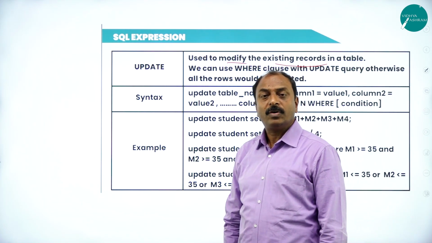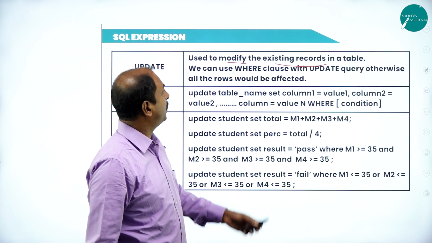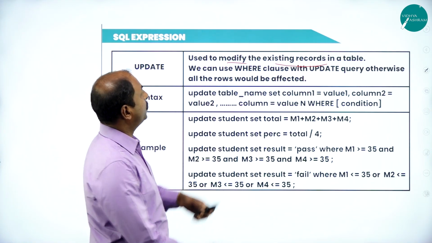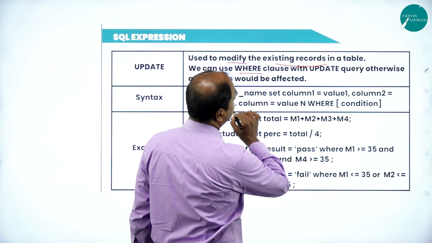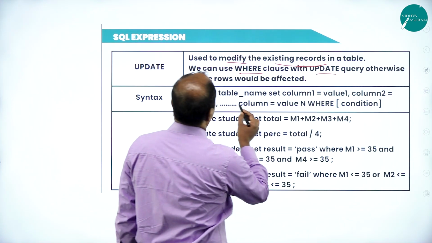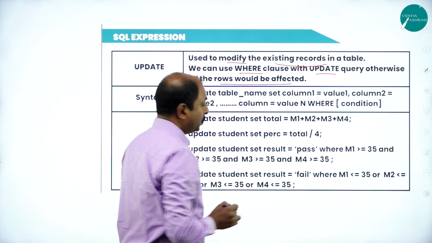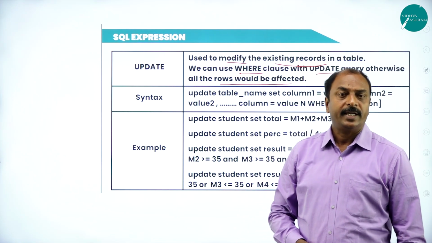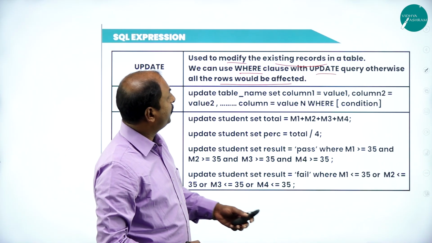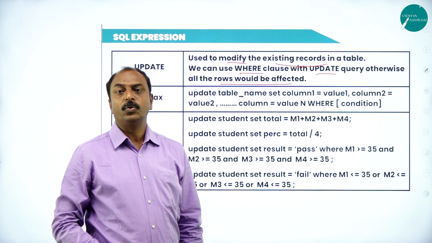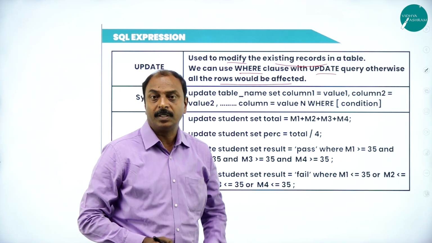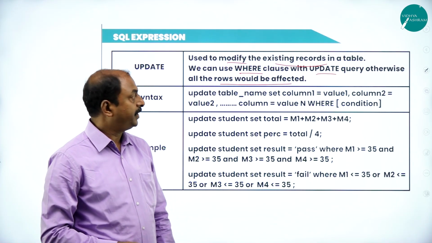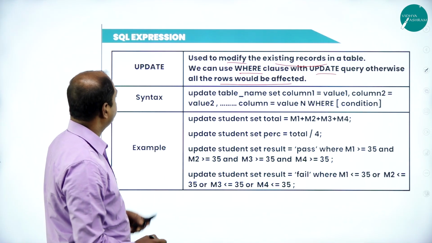So what is the use of update command for us? Here we use it to modify the existing records in a table. So here we can use where clause with update query. Otherwise, all rows would be affected. So update command is used to modify the record in a table. And if we use where clause, we can update only a selected record. Suppose if we don't use where clause in this update command, it is going to modify the entire record, all the records in a table.